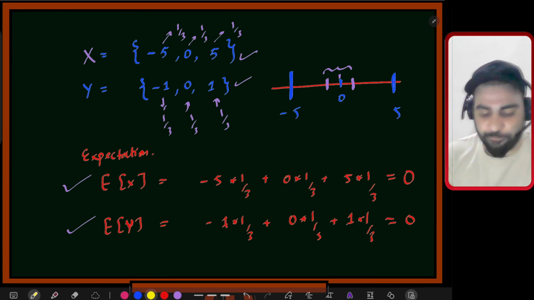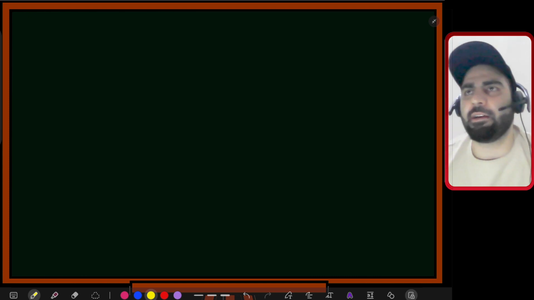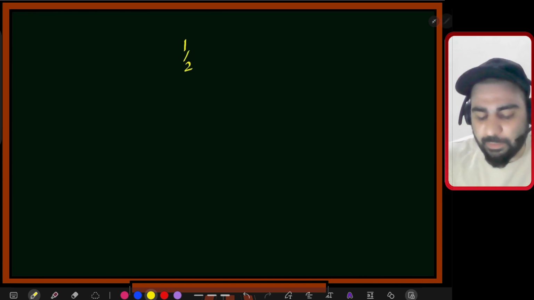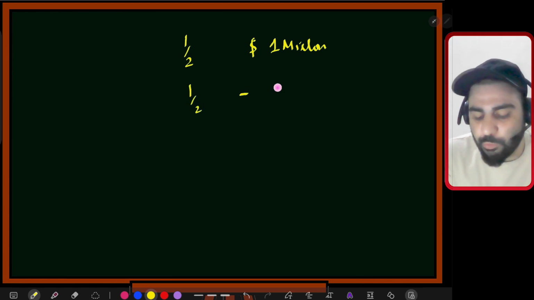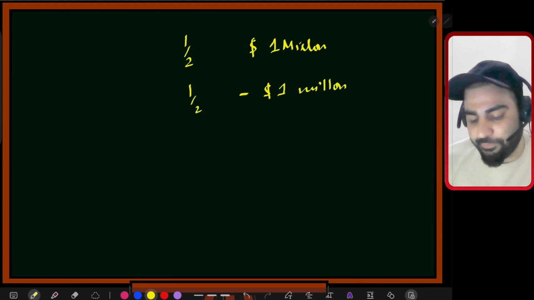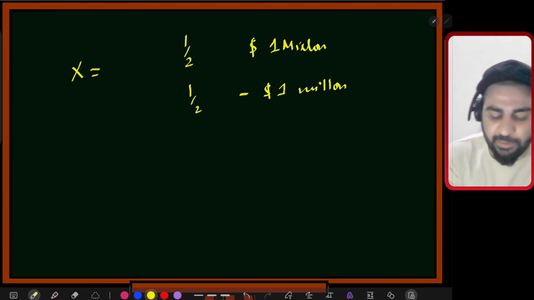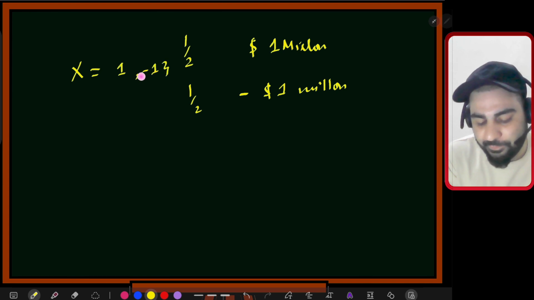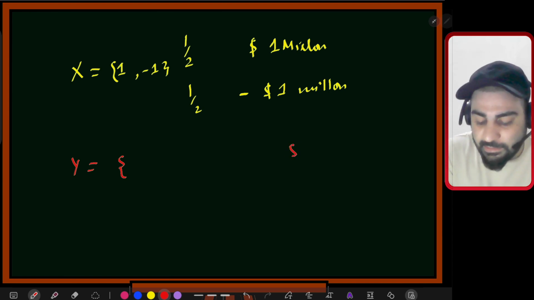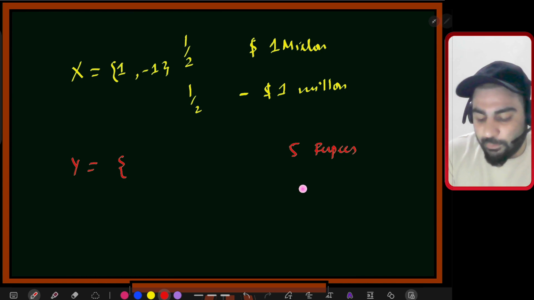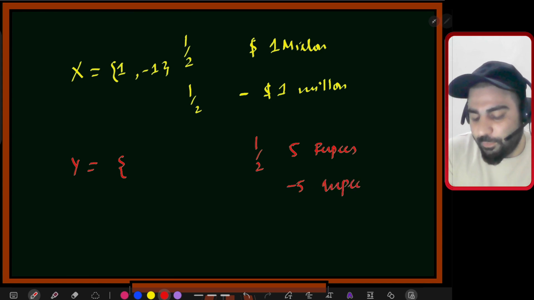Let me give you a physical example also. Let's suppose you want to invest in some game, or you want to gamble somewhere. With probability 1/2, you will win $1 million, and with probability 1/2, you lose $1 million. That is random variable X, which takes values plus 1 million and minus 1 million with probability 1/2 and 1/2. Then Y: you win 5 rupees with probability 1/2, and you lose 5 rupees with probability 1/2.